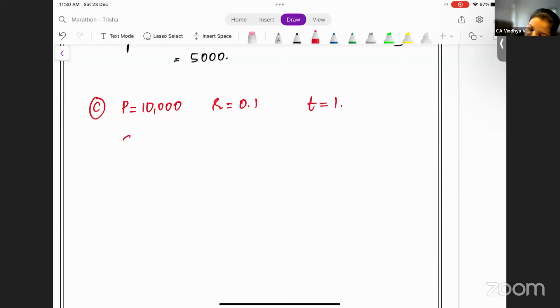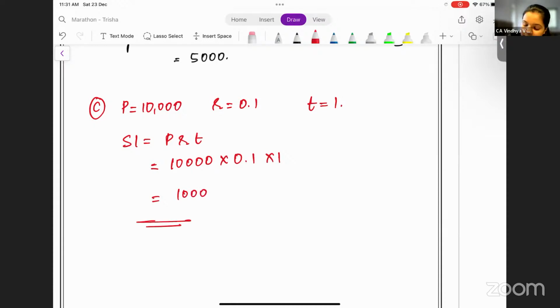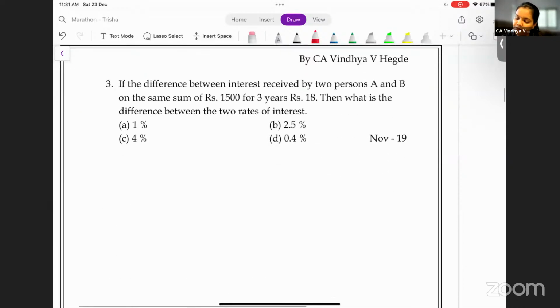Okay. So let's calculate the simple interest, which is P into R into T. 10,000 into 0.1 into 1, which is 1,000. Which means that option C is correct. You can use the option and also get the solution. That will also give you the correct answer. Is this clear till here? Let's go to the next question.